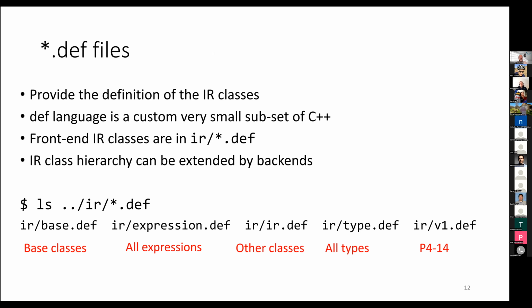One thing which is important is that you can add your own def files. So if you write a backend and your target has some instruction, for example a built-in hash function or a modulus, or some operation that is not supported by the compiler but you can somehow synthesize it from the program, you can add your own def files, and all the visitors in the front end will work fine with your new classes. You don't have to worry about that.